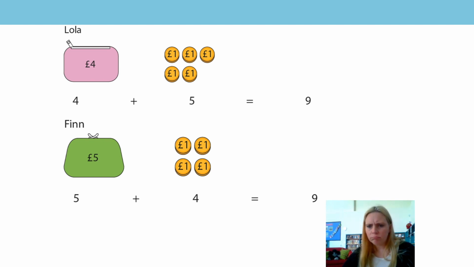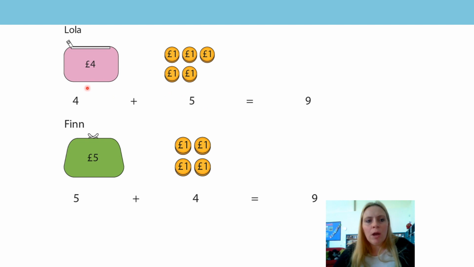Why is that? Just tell somebody you're near, why have they got the same amount of money? Why is their sum the same? I really hope you told somebody. It's because they've got the same add-ends, haven't they? The add-ends have just changed places. Because remember, we know that if we change the order of the add-ends, the sum remains the same. Great mathematical thinking if you use that reasoning.